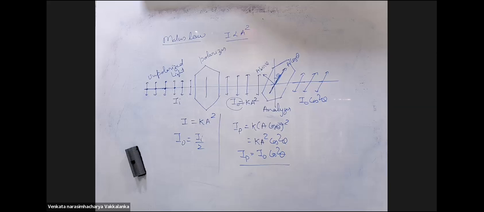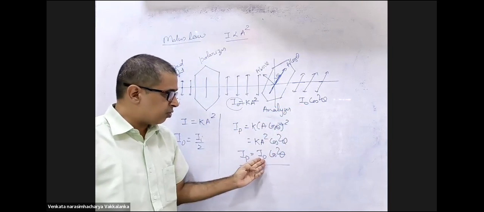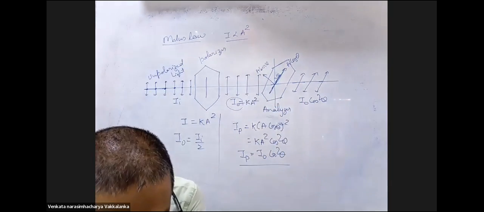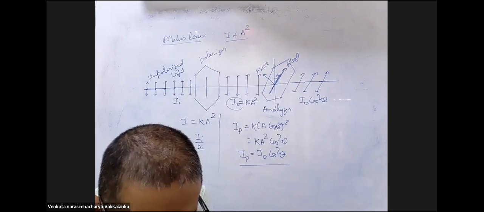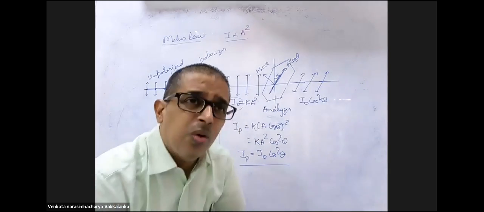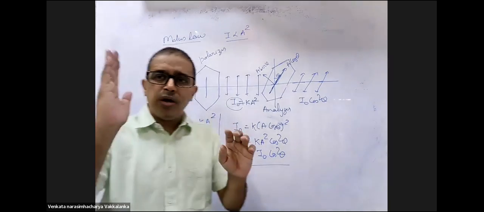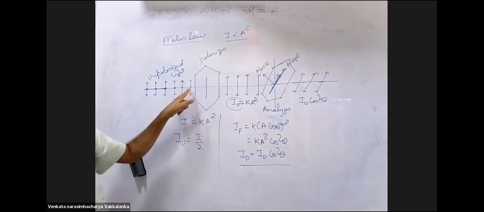Sir, but I polarized equaling I naught cos square theta is the general formula, right? No, this should be derived from here. Polarized light I naught cos square theta, you got it from here because of the analyzer. Sir, but I naught equals I by 2, right? So then how is that coming? I naught is the intensity of the incident light after the first polarizer. You have got this and this both. One side is polarized. Okay, got it, sir.